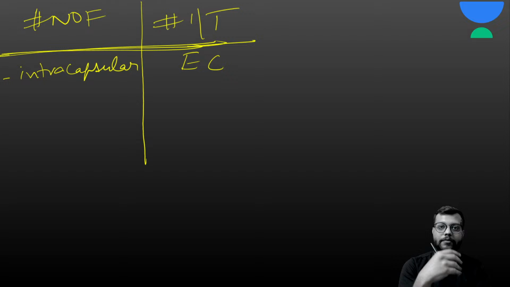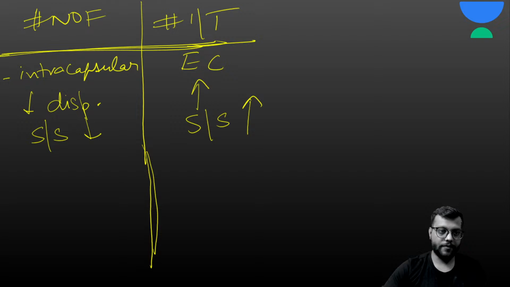So the fracture is within the capsule, so obviously the displacement will be less, whereas in IT femur displacement will be more. The signs and symptoms will be less in neck of femur, and more in IT femur. Both occur in the elderly population with trivial trauma. The chances of AVN are very, very high in neck of femur, and very less in IT femur.